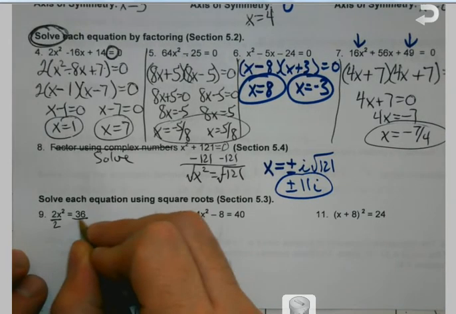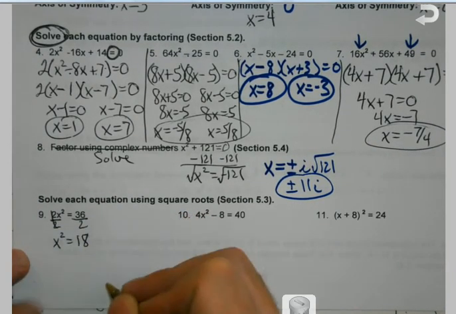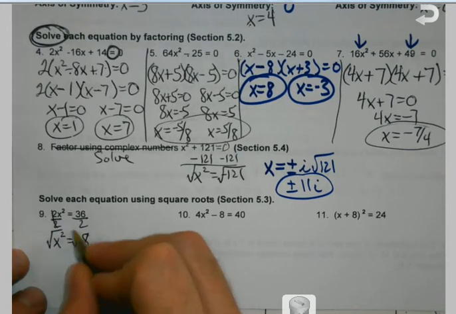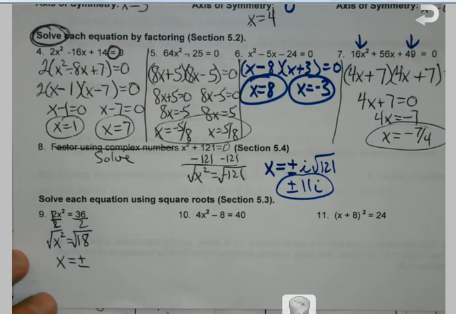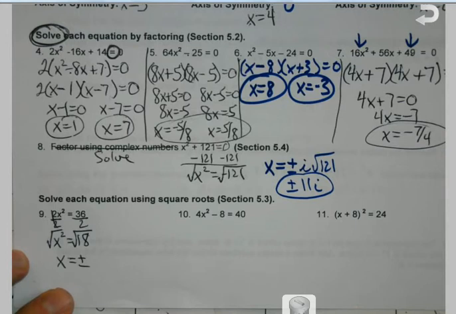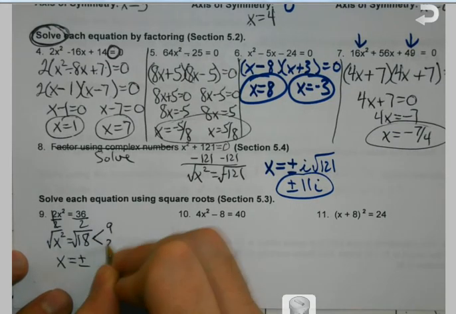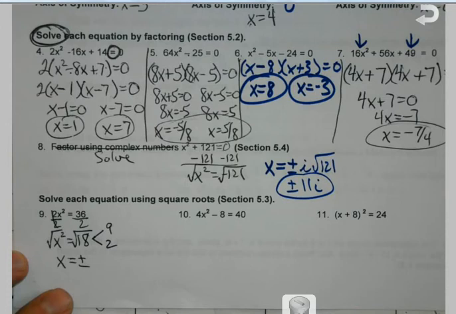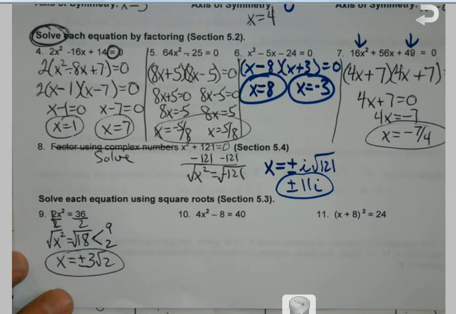Isolate your x squared term. Square root to dump it. Anytime I'm taking a square root of both sides, I better be seeing some plus minus working here. And don't just leave the radical. And certainly for the love, do not give me 4 point something. I do not want a decimal. Exact answers. Find a perfect square that goes in. Break it down.